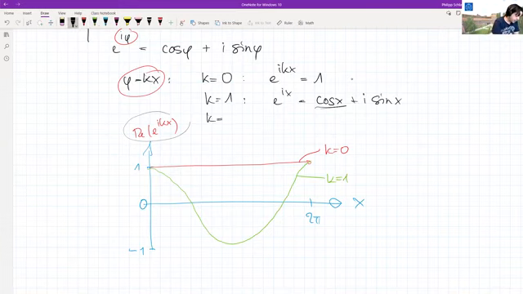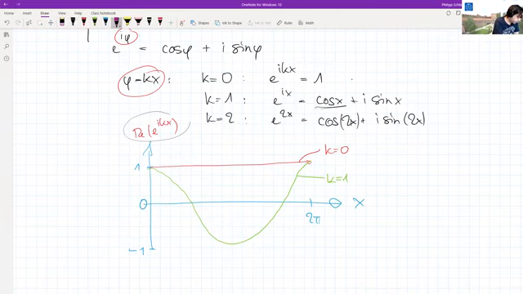And then I can just continue. So k being 2, it would be e to the 2x here. And if I write that out with the Euler formulas, it will again be cosine of 2x plus i sine of 2x. And if I plot that, that would then be wave number 2, so it would be 2 crests.